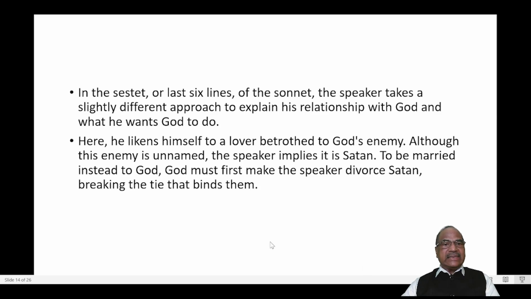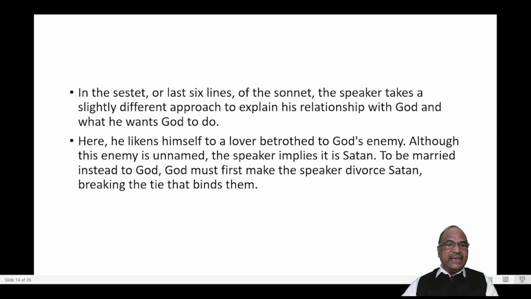In the sestet, or the last 6 lines of the sonnet, the speaker takes a slightly different approach to explain his relationship with God and what he wants God to do. Here he likens himself to a lover betrothed to God's enemy. Although this enemy is unnamed, the speaker implies it is Satan.